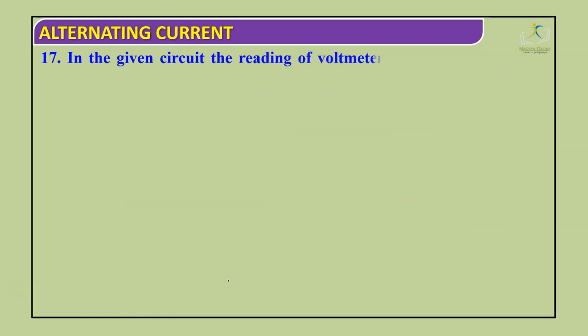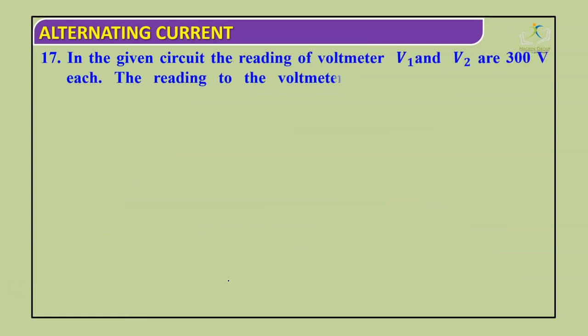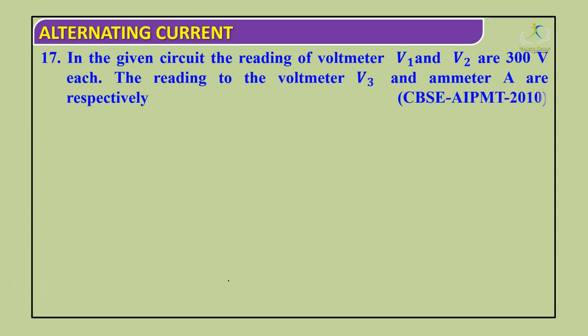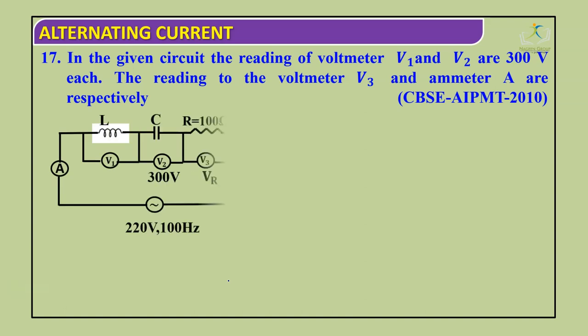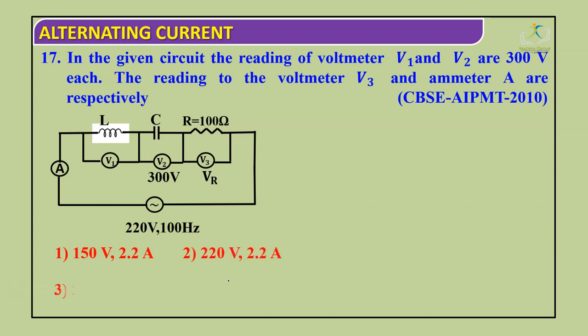Next question we have: in the given circuit, the readings of voltmeters V1 and V2 are 300 volt each. The readings in the voltmeter V3 and ammeter A are respectively? This is the circuit diagram. And options are 150 volt with 2.2 ampere, 220 volt with 2.2 ampere, 220 volt with 2 ampere, and 100 volt with 2 ampere. So the correct answer for this question is the second one.